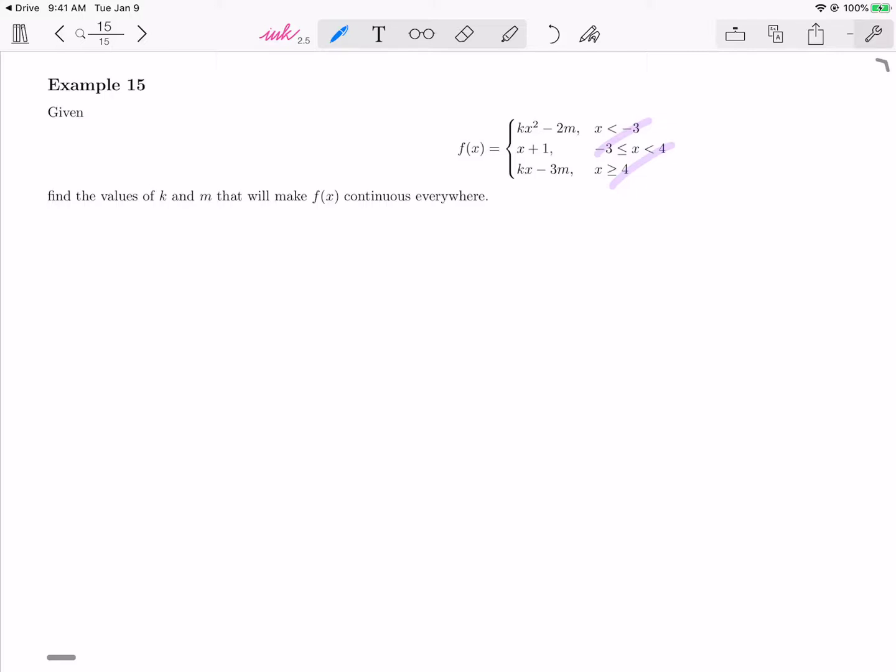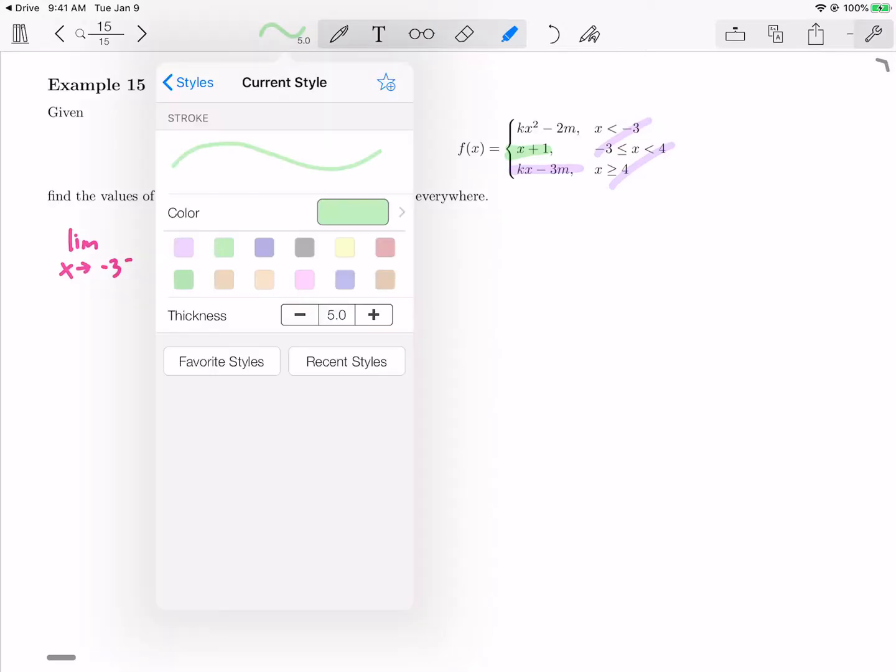Well, I go to those breakpoints of negative 3 and 4, and I want to evaluate the left and right side limits and the value of the function. So I'm going to do the limit as x goes to negative 3 from the left of f of x, which means I'm using that top piece. Again, if you want to make your number line, negative 3 and 4. For the right of 4, I'm using this part. In between, I'm using the middle.